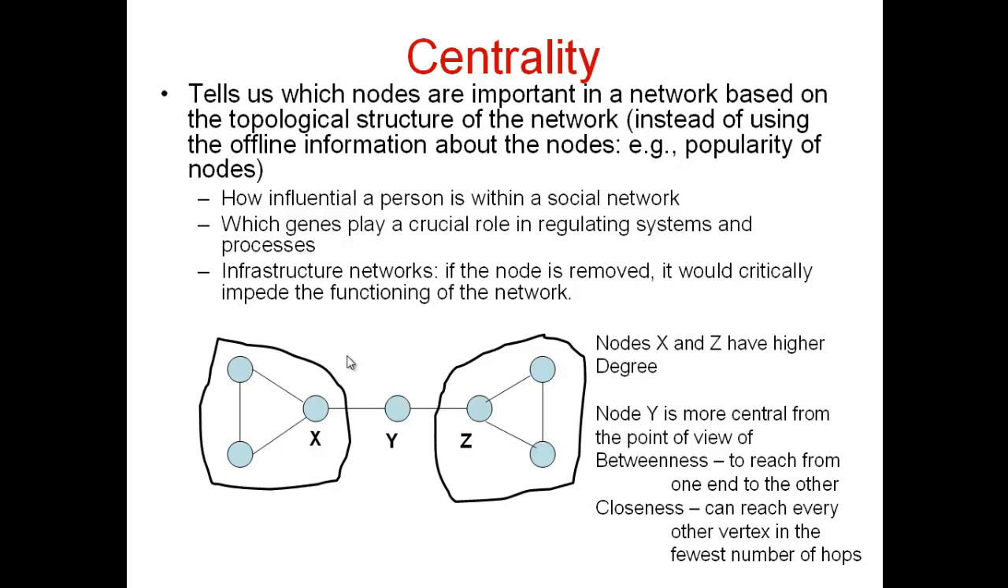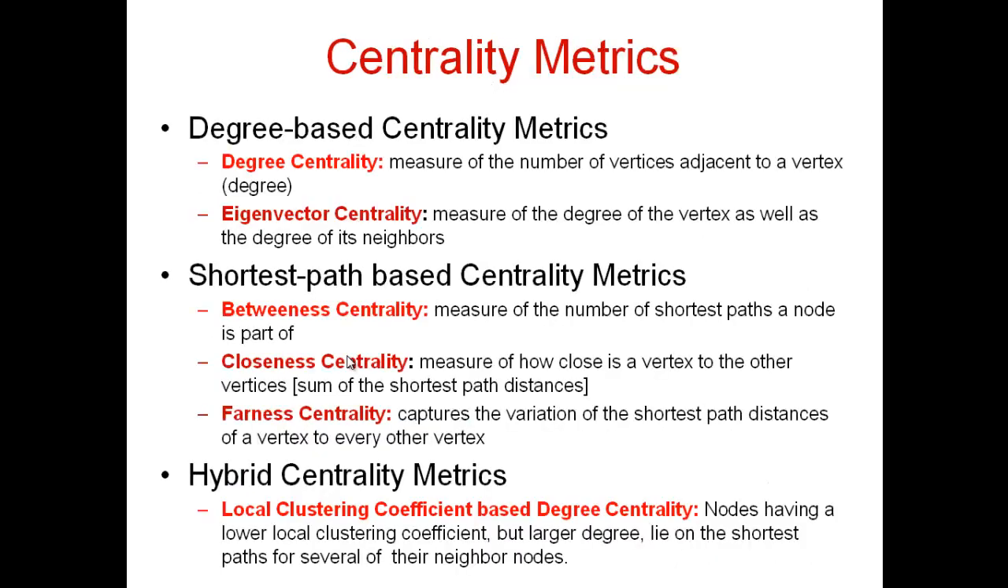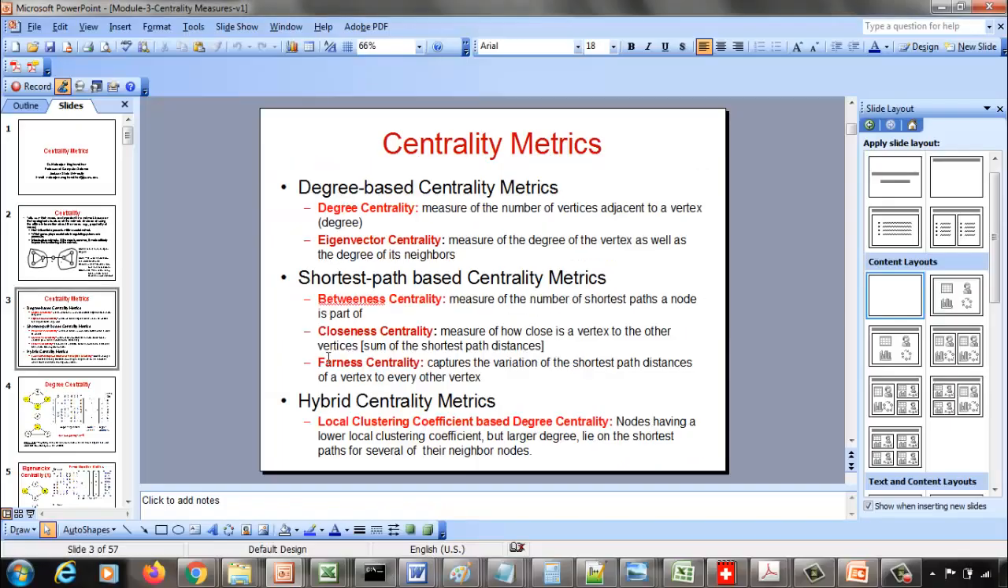Okay, so in general, we are going to look at 3 categories of centrality metrics: the degree based, the shortest path based.